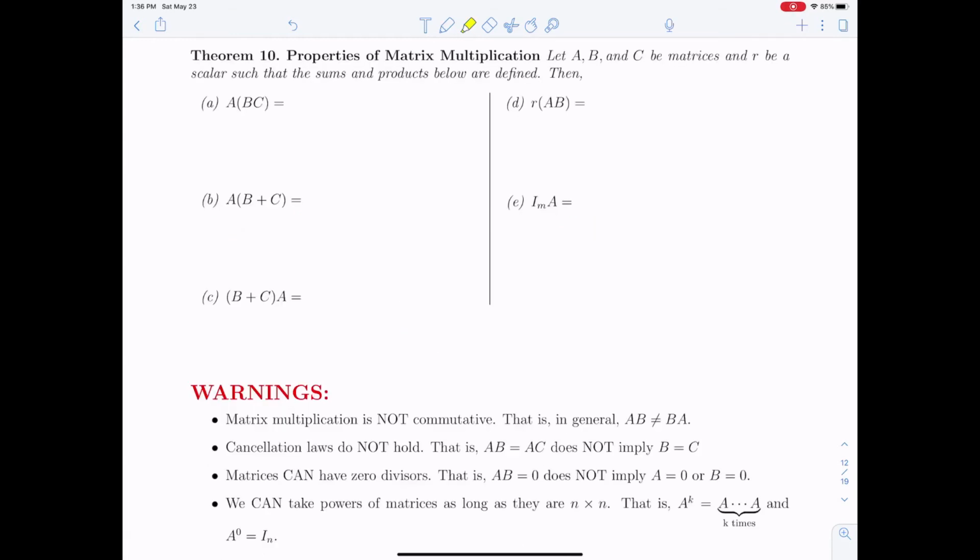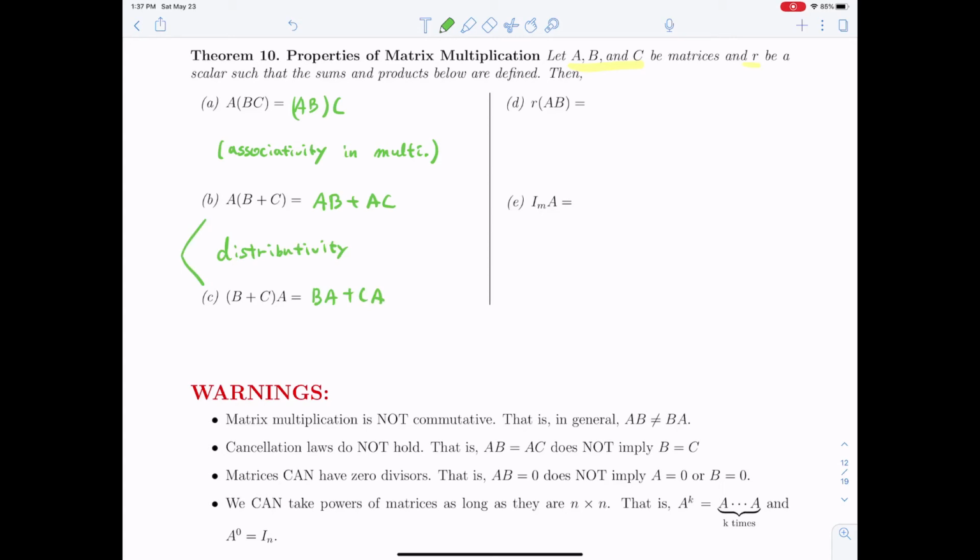There are several algebraic properties of matrix multiplication, and these properties are really important. Suppose that you have A, B, and C to be matrices, and r be a scalar. Then certainly we have associativity in multiplication. So A times BC is the same as AB times C. We call this associativity. And we can distribute matrices over each other. So A times B plus C is the same as AB plus AC, and B plus C times A is the same as BA plus CA.